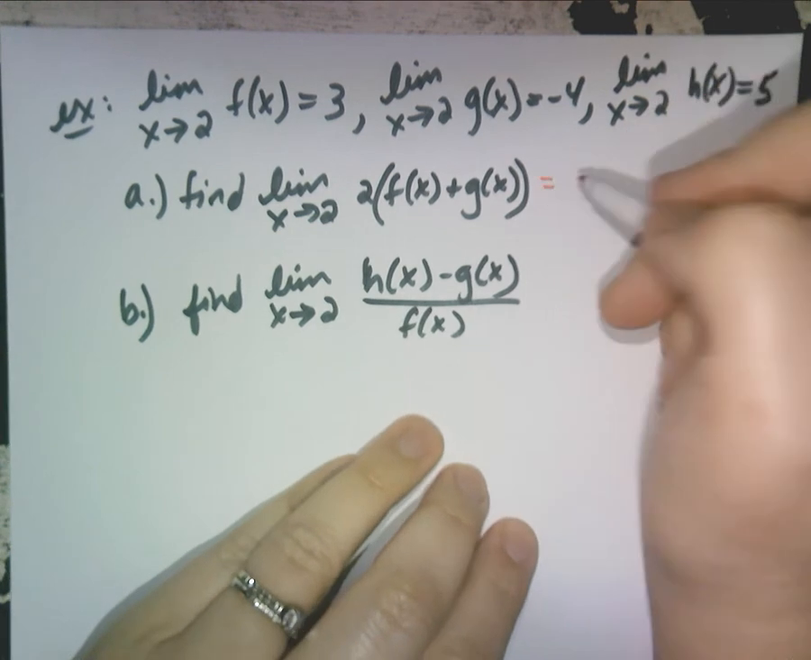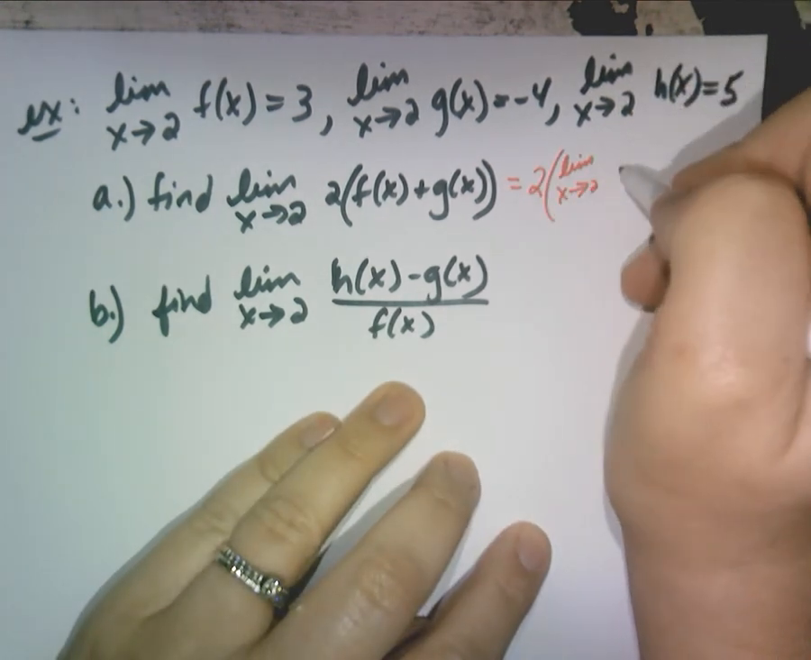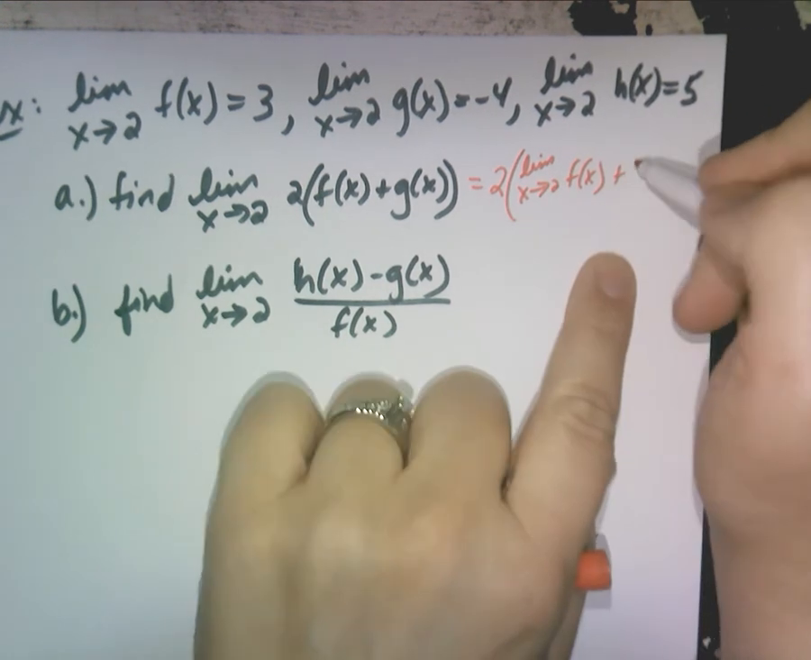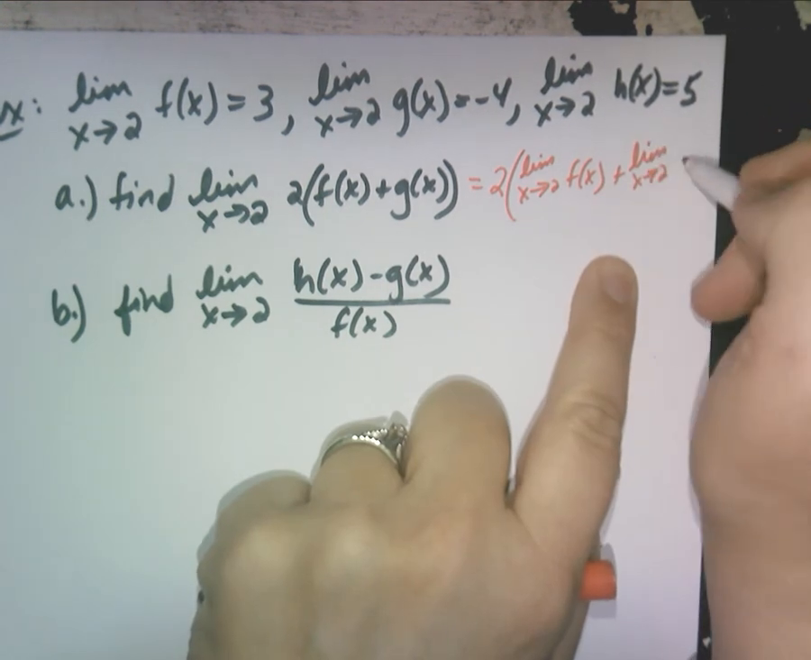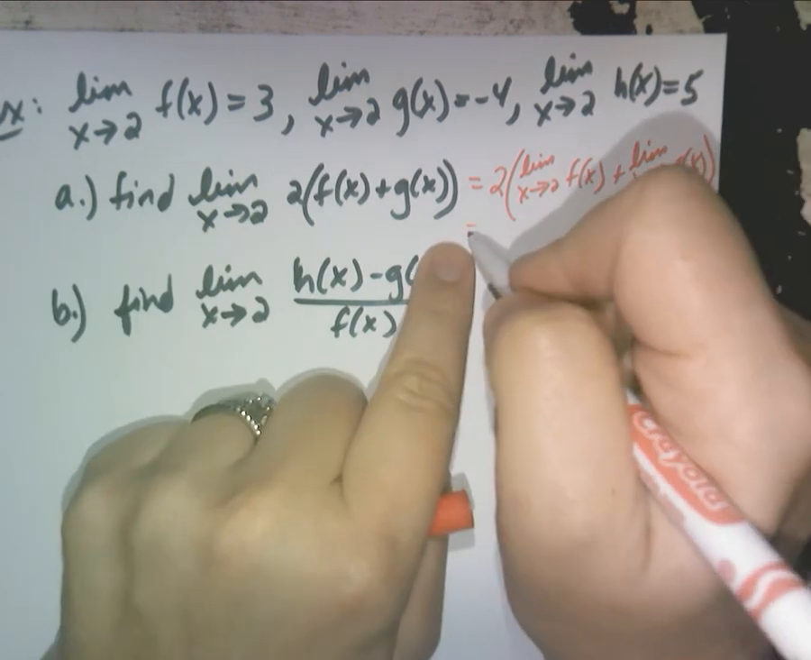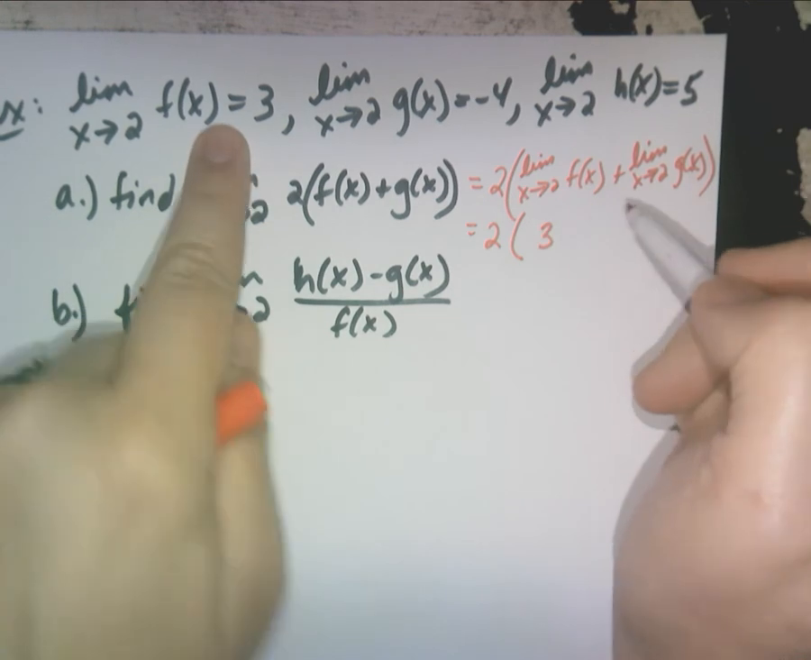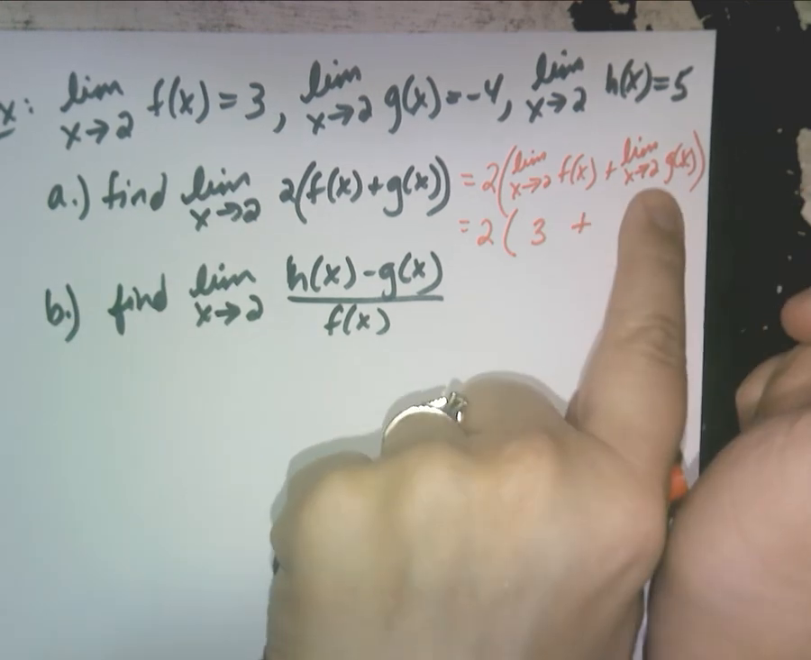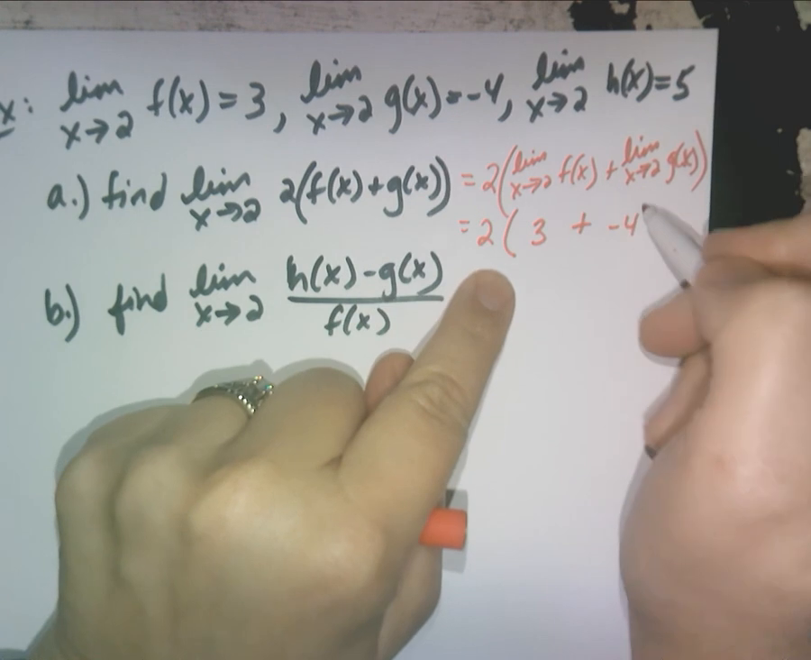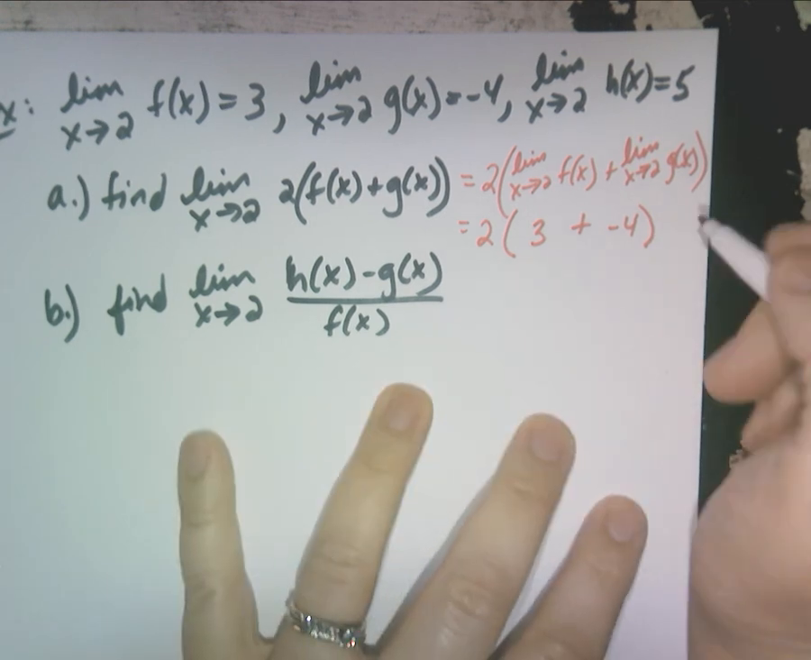Because, and I mean, really, this is what you're doing. You're saying 2 times the limit as x goes to 2 of f of x plus the limit as x goes to 2 of g of x, which we already have up here, right? We have those limits. So this would just be 2 times the limit as x approaches 2 of f of x is 3, plus the limit as x approaches 2 of g of x is -4. And then just work it out like you normally would. I mean, it's really one of the easiest questions, but it makes it look so hard. So this is what? -2? Done.